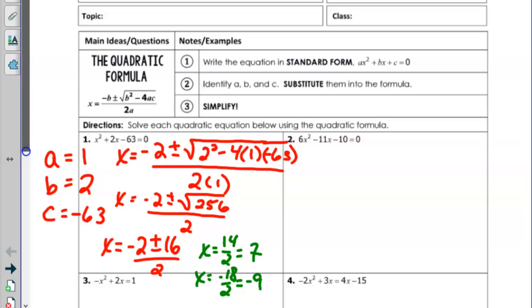How do you want us to write it in the answer? Good question. Just like this.